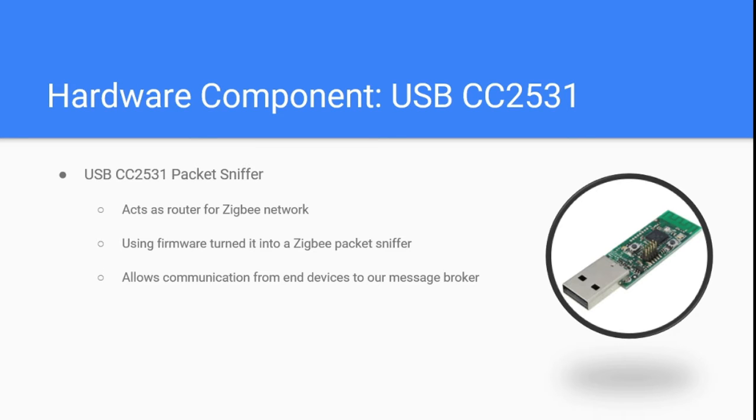The USB-C to CC2531 packet sniffer acts as a Zigbee network router for the Zigbee network. It detects the packets as well as transmits the Zigbee packets to control the thermostat on our system.